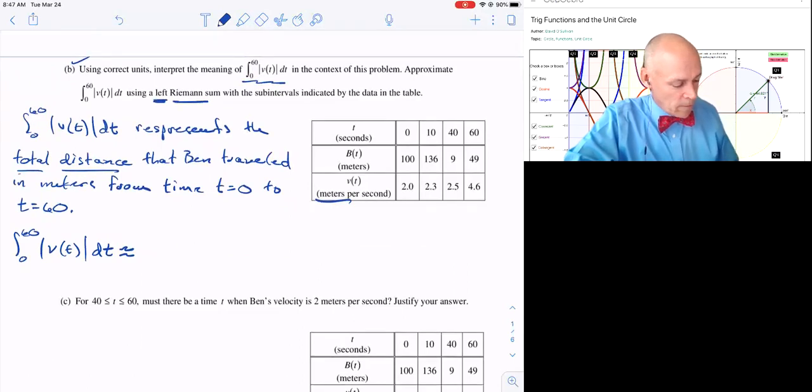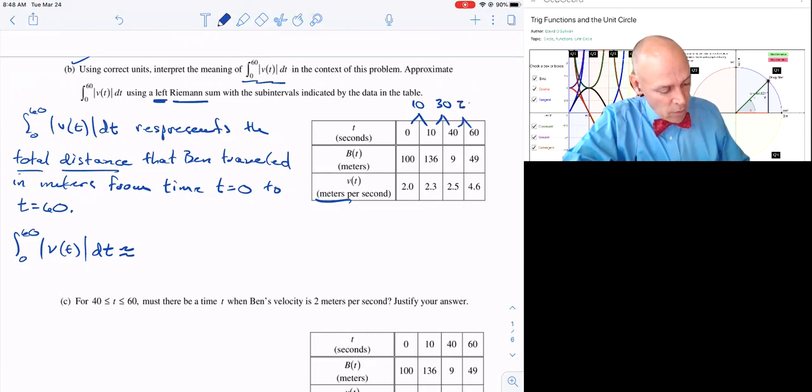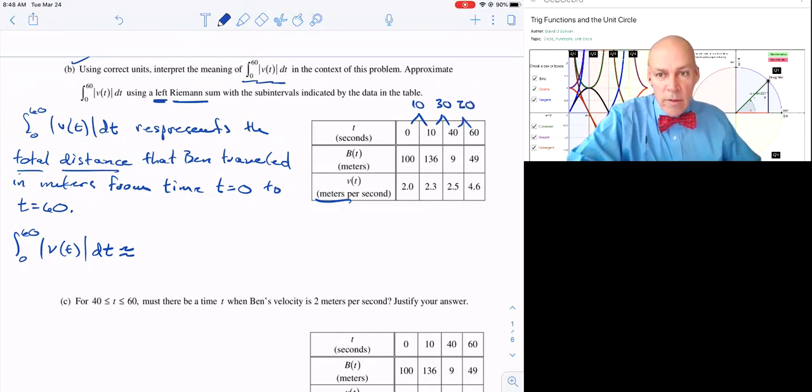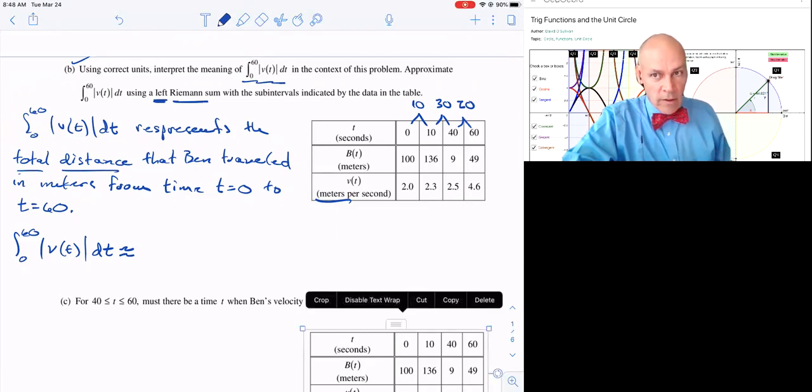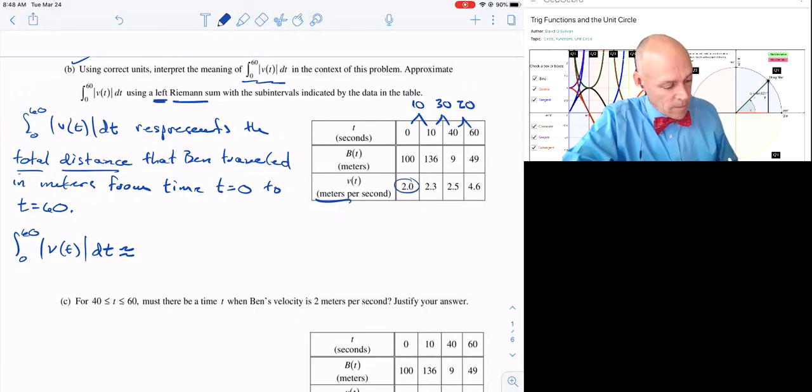So I'm going to go to my table and I'm going to circle for each interval here. My time interval here from 0 to 10 is going to be 10. From 10 to 40, that's a difference of 30. And from 40 to 60, that's a difference of 20. So I'm going to have really 3 subintervals here. And then I want to make sure I'm picking up the right velocity. And so I want to circle for each interval the velocity kind of on the left. So I'm going to use this one, and this one.